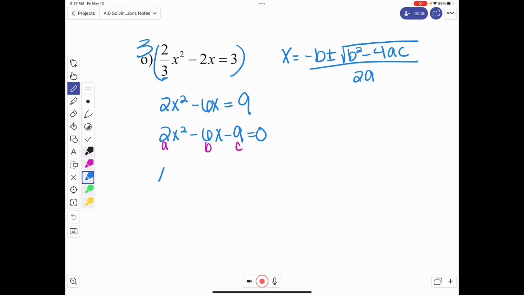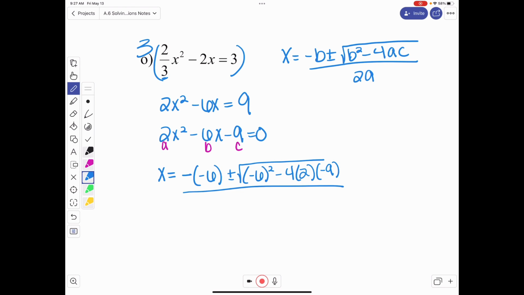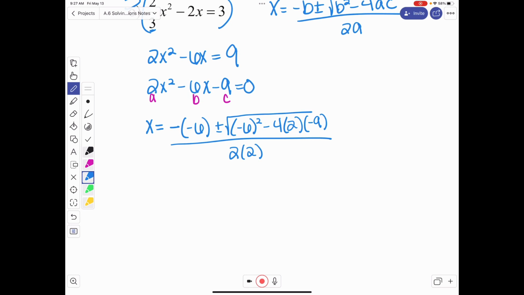So when we plug it in, we have x equals negative b, which is negative 6, plus or minus the square root of negative 6 squared minus 4 times a, which is 2, times c, which is negative 9, all over 2 times a, which is 2. So when I simplify this, the double negatives become a positive, plus or minus. Okay, so 6 squared, that's going to be 36, and then minus 4 times 2 times negative 9. So that's going to give me 108 over 4.